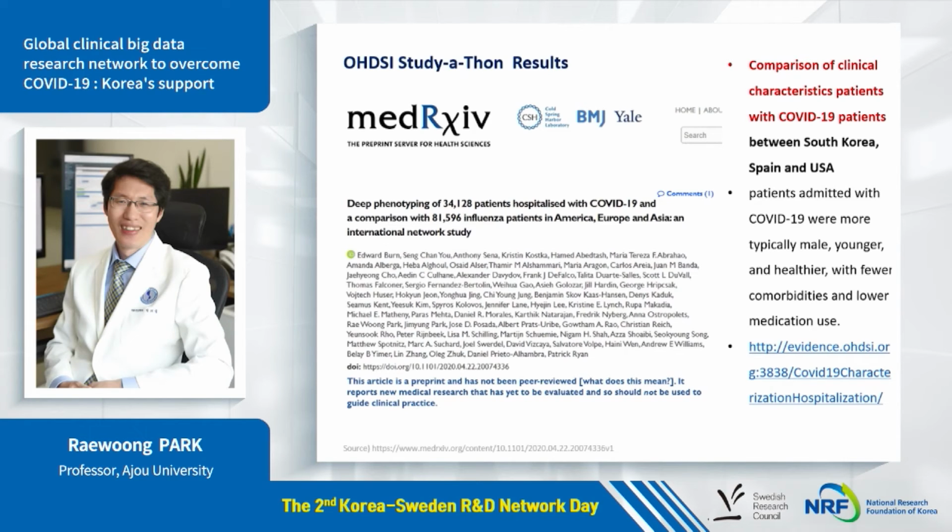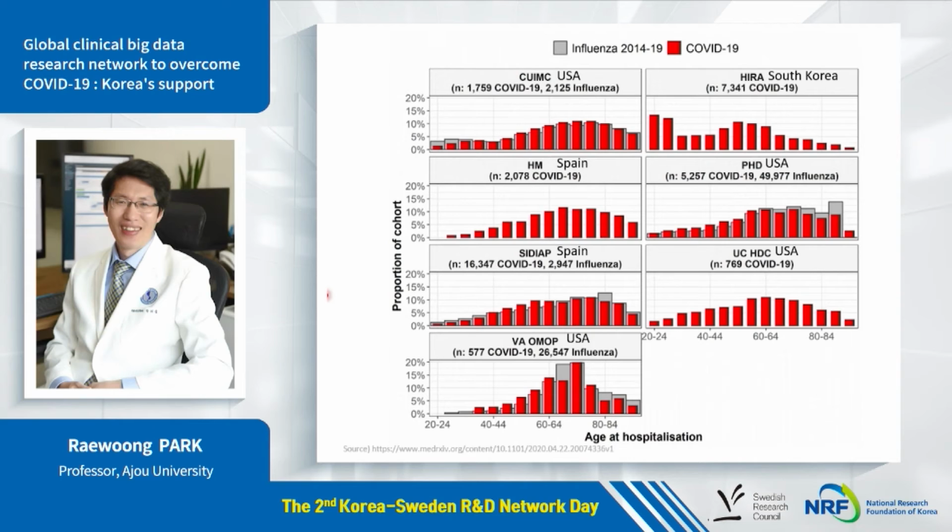Here we tried to compare the clinical characteristics of patients having COVID-19. This is the summarizing graph showing the differences between the databases. This is the database from Columbia University in the United States, showing the distribution of age. But in the Korean data, the distribution is somewhat different. There are more young age groups in the Korean data. The gray column means the historical data from patients who had influenza. This is the Spain data and the United States data.